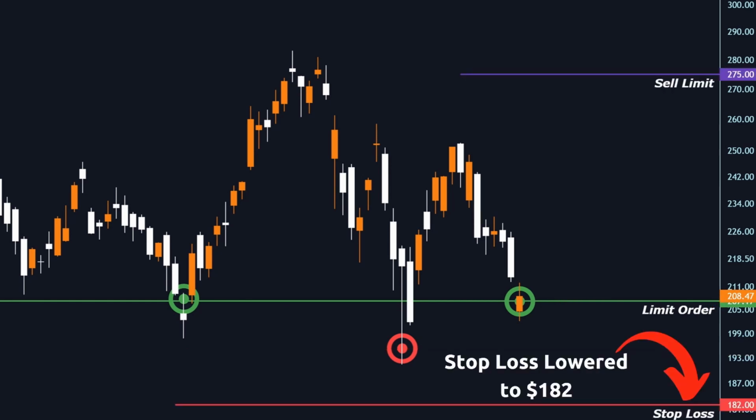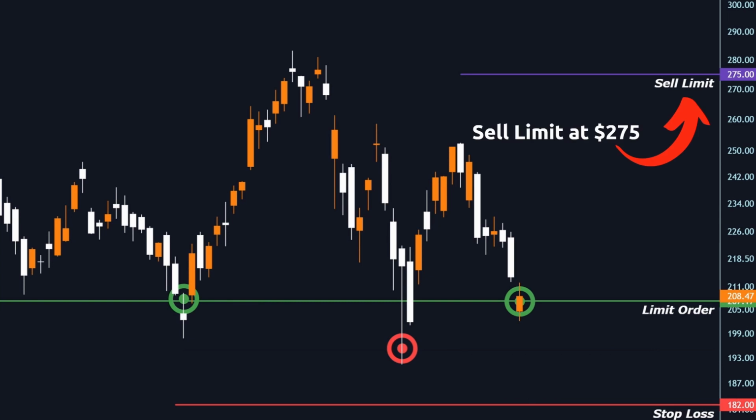And before we let it play out, we're actually going to lower our stop loss a little more to 182. And then we're going to have our sell limit at 275. You could have multiple orders on one stock. So if the stock goes below 182, it is going to sell for a stop loss, and we're going to take a loss. But if it goes all the way up to 275, we have our sell limit set, and that is where we're going to be taking profit.